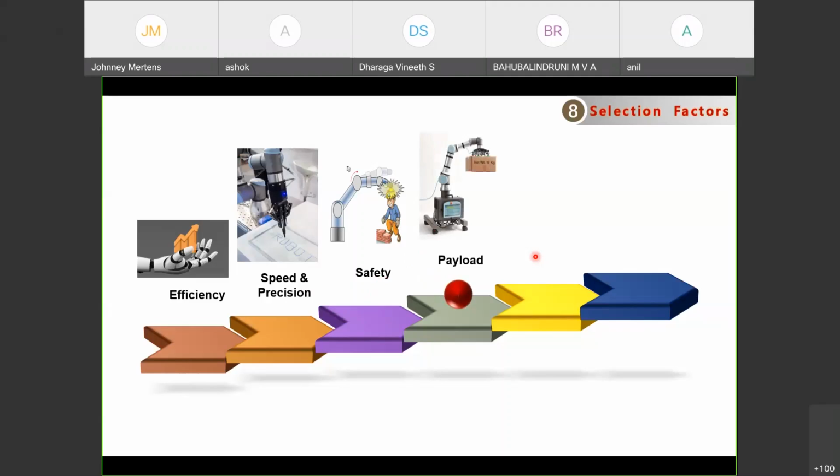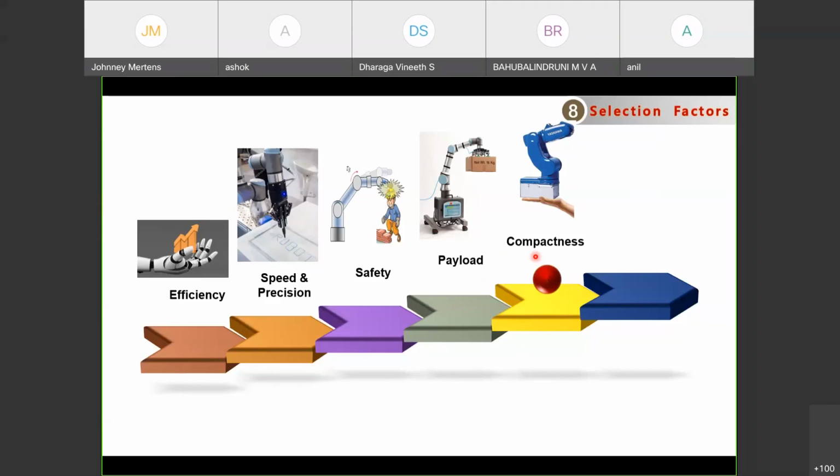Now payload, how much load it has to take. For example, industrial robots can handle larger payloads, whereas collaborative robots can lift small payloads only when compared to industrial robots, but the payload to weight ratio is higher for the cobot. Similarly, based on the application, the actuators as well as the robotic system have to be selected. Then, the second most important thing is compactness.